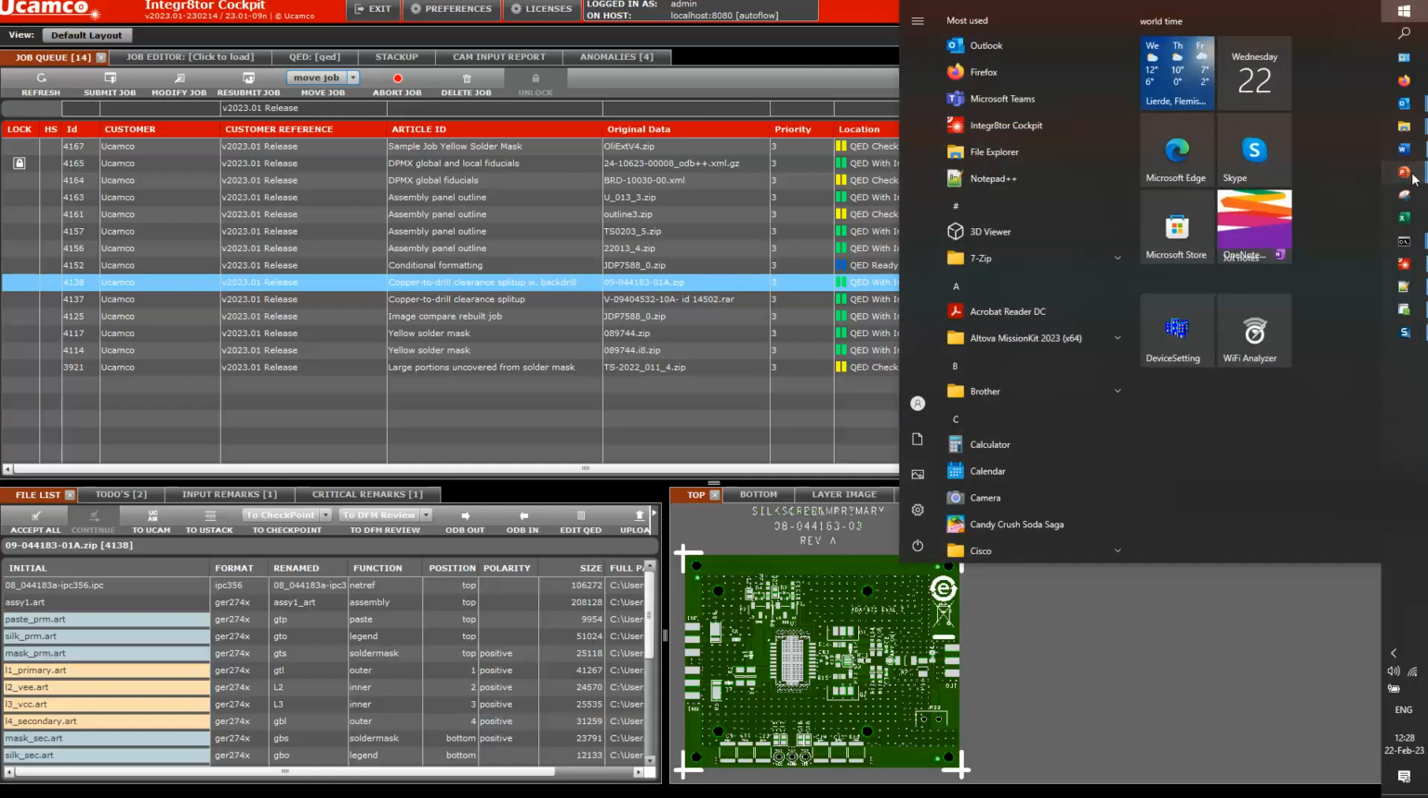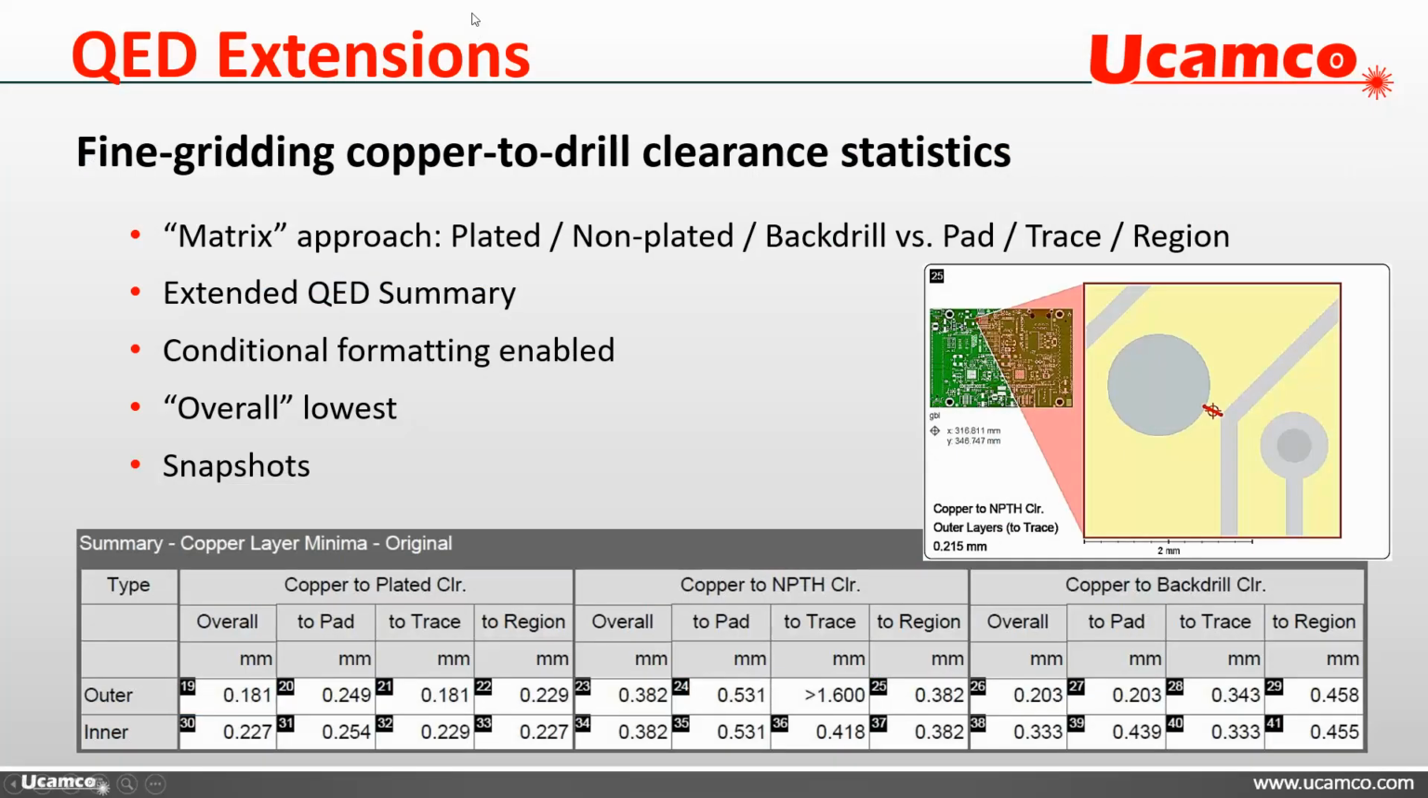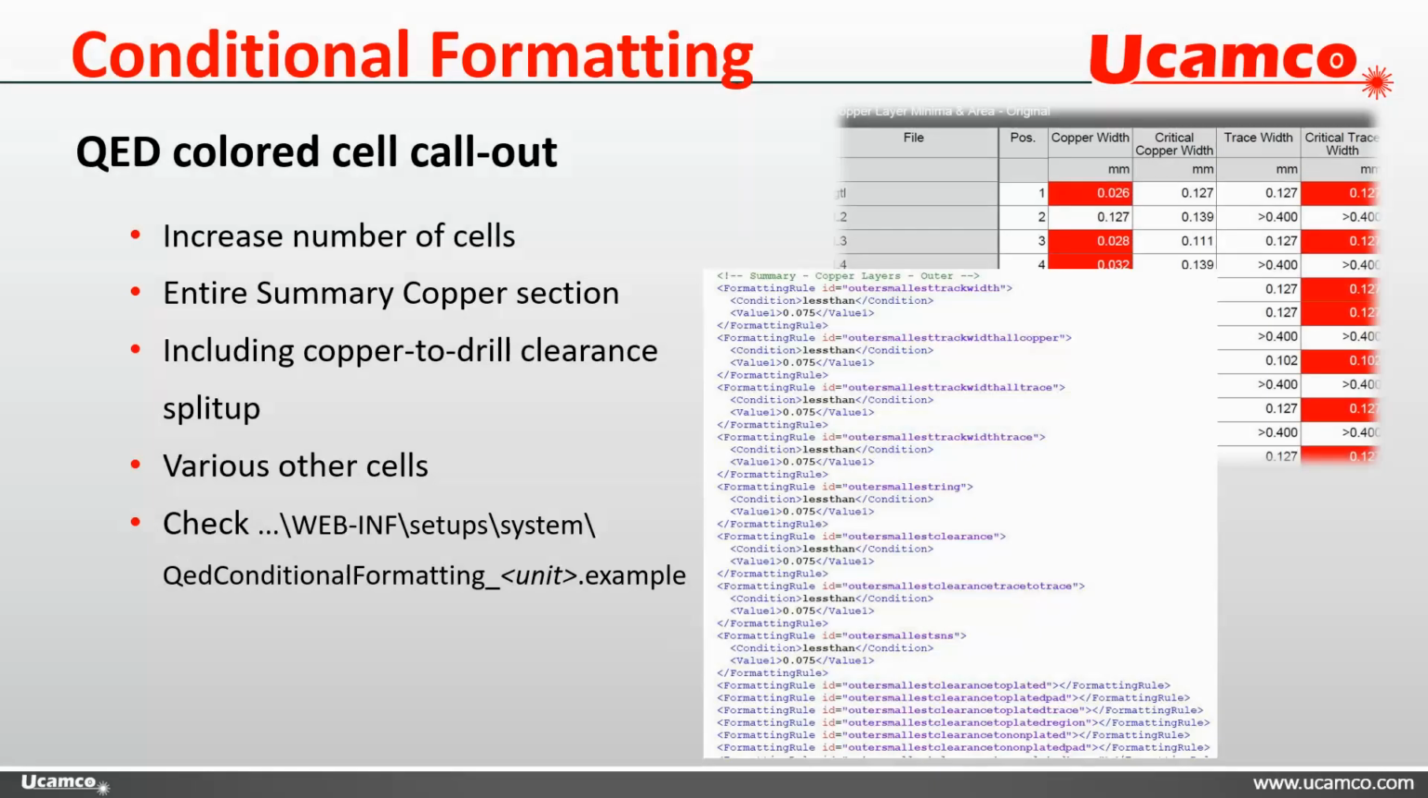Okay, back to our presentation. We had this one: the extension at the summary table, the overall lowest, the snapshots, and then the conditional formatting. Next is actually a little zoom onto this conditional formatting. We just mentioned it in the previous item, but there too we have some extensions.